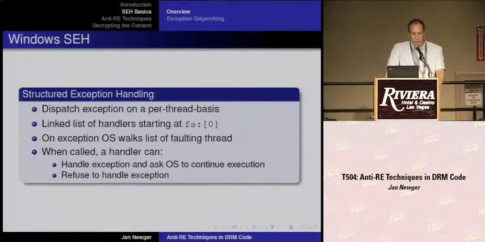So, as we see, an exception handler basically has two choices. On the one hand, it can say, okay, I'll handle the exception, and return to the operating system, and at this moment the operating system will stop list walking and schedule the thread again. On the other hand, the handler can decide to refuse to handle the exception, and in this case the operating system will continue to walk the list of exception handlers.